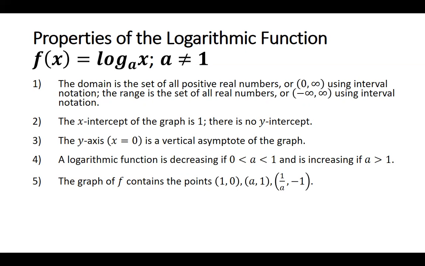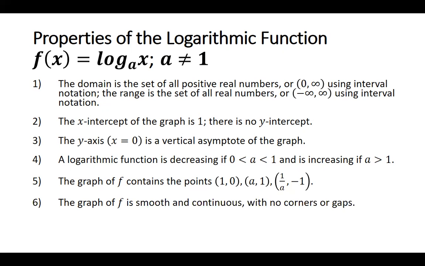The graph of f contains the points (1, 0), (a, 1), and (1/a, -1). Well, for an exponential function, it included the points (0, 1), (1, a), and (-1, 1/a). Are we seeing something here? It seems like everything's opposite. Well, what does that mean if it's opposite? Well, doesn't that make them inverses, inverse functions? The graph of f is smooth and continuous with no corners or gaps.